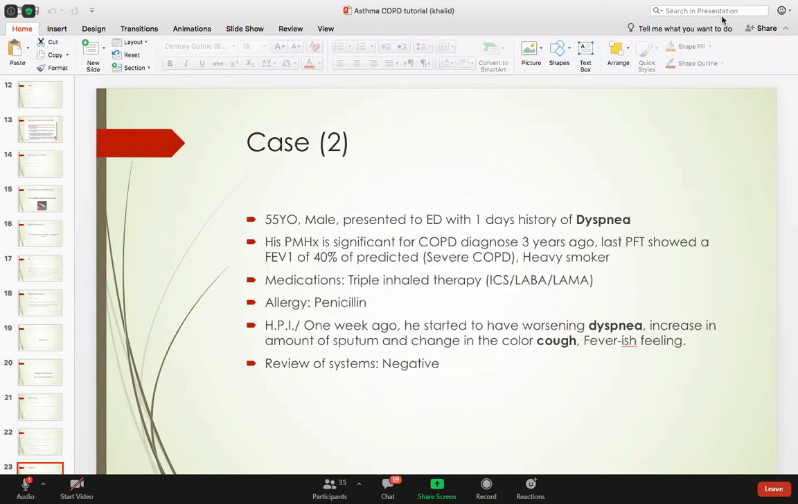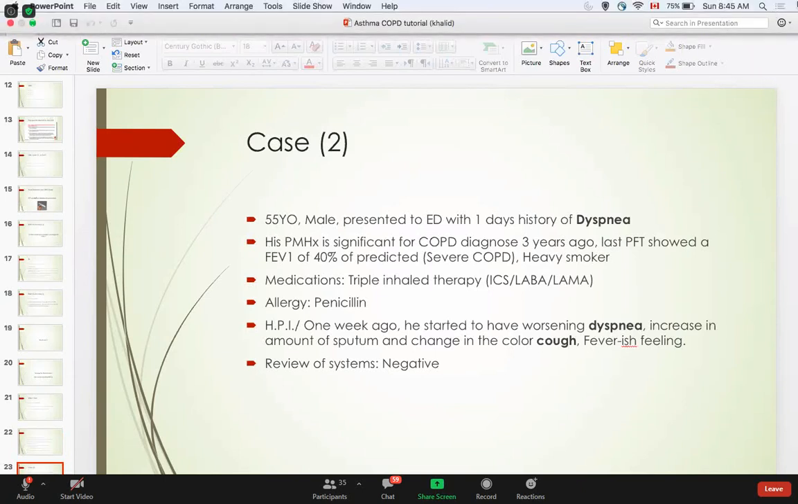So we have a 55-year-old male presented to the emergency department with a 1-day history of dyspnea. His past medical history is significant for COPD, diagnosed 3 years ago. His last PFT showed an FEV1 of 40% of predicted. So he is already entering the severe COPD category. He is a heavy smoker.